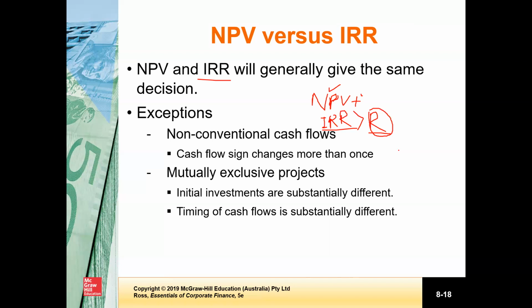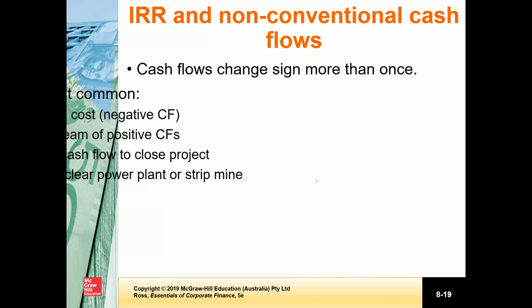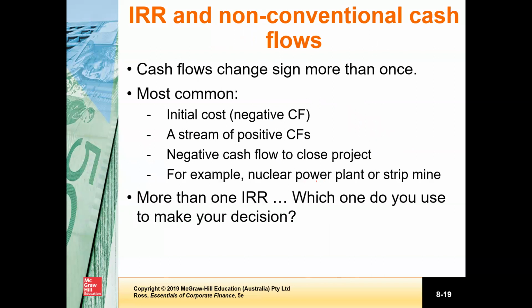However, some complexity arises when there are non-conventional cash flows and when there are mutually exclusive projects. When there are non-conventional cash flows and mutually exclusive projects, then NPV and IRR may lead to different decisions. So let's briefly discuss these two points. First of all, non-conventional cash flows.